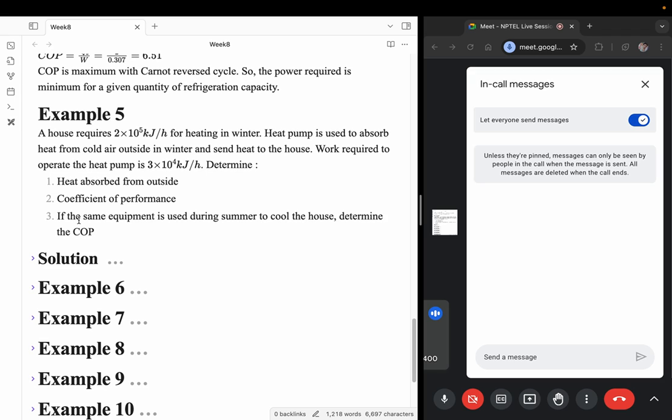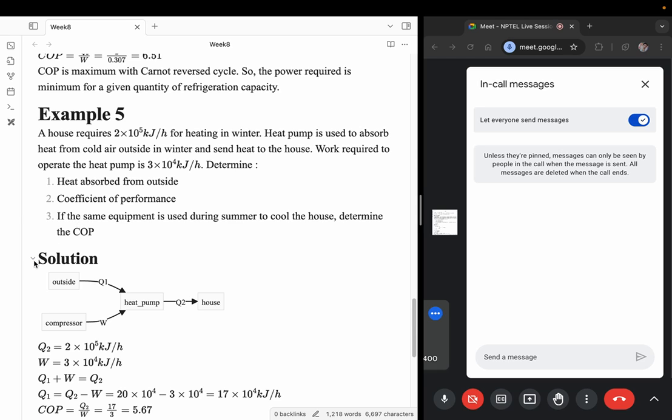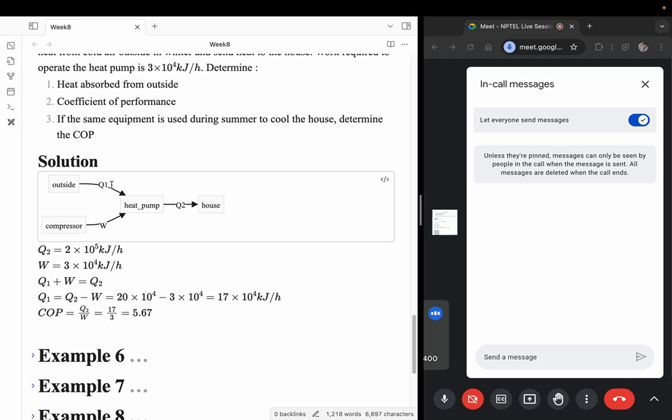The house requires a certain amount of energy for heating in winter. A heat pump is used to absorb heat from the cold air outside in winter and send heat to the house. Work required to operate the heat pump is 3 into 10 to the power 4 kilojoule per hour. Determine the heat absorbed from the outside and the coefficient of performance. So again, this is also straightforward. The heat pump is taking heat from the ambient, and it is taking work from the compressor, and then it is heating up your house.